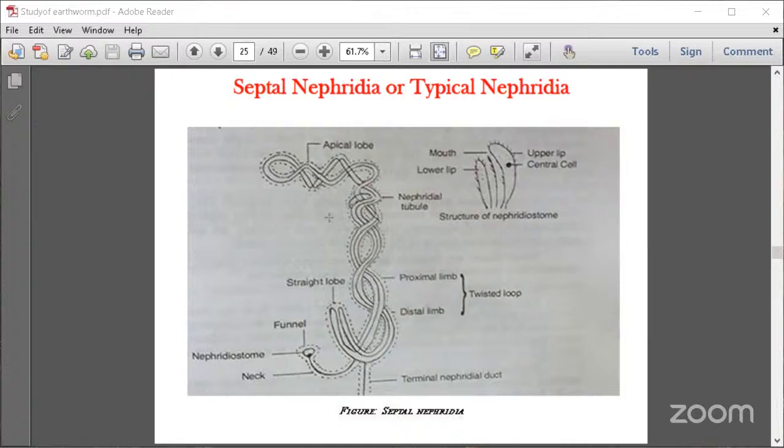Here you can see the structure of the septal nephridia, or typical nephridia, which consist of the apical lobe and nephridial tubule, and also contain the twisted loop that has two structures, the proximal limb and distal limb. Here you can see the funnel, nephridiostome and neck. Here you can see the structure of the nephridiostome. This nephridiostome consists of the upper lip and central cell along with the mouth and lower lip. This is about septal nephridia.